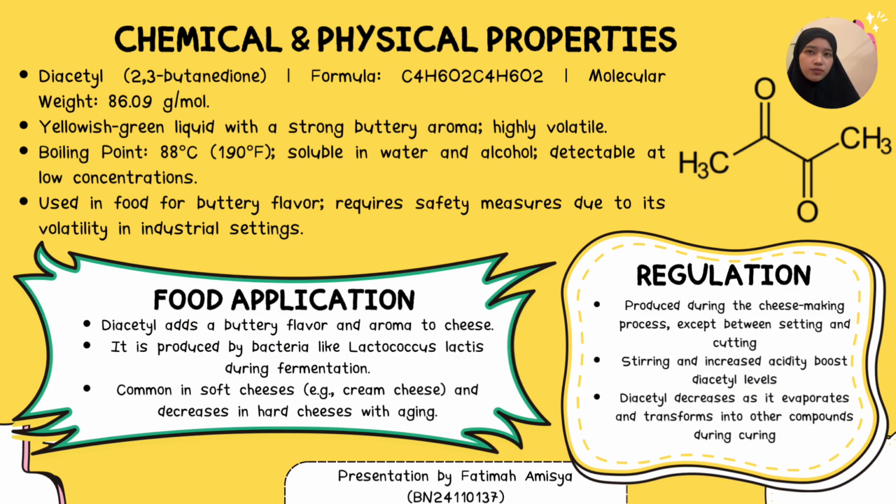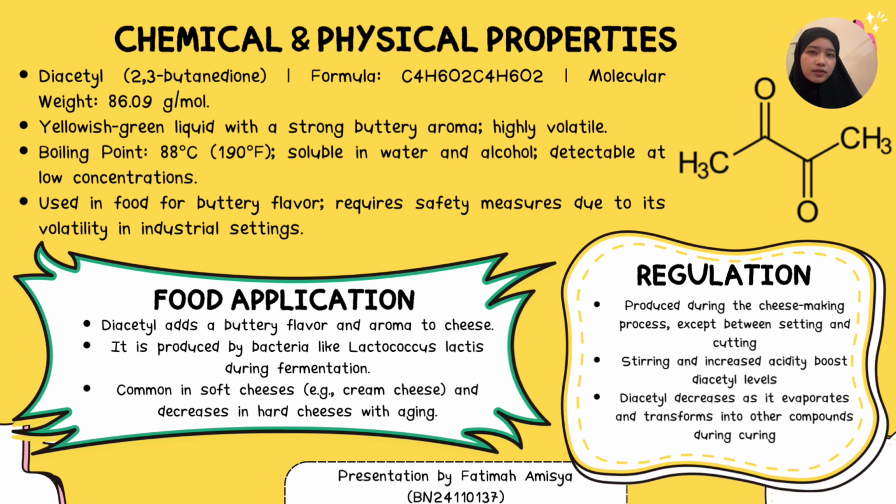So now, let's move to the chemical and physical properties. Diacetyl, or 2,3-butanedione, is a small organic compound with a strong buttery aroma, even at low concentration. It's a yellowish-green liquid that is highly volatile with a boiling point of 88 degrees Celsius. Diacetyl is also soluble in water and alcohol, making it versatile in food application, but its volatility means extra care is needed in industrial use.